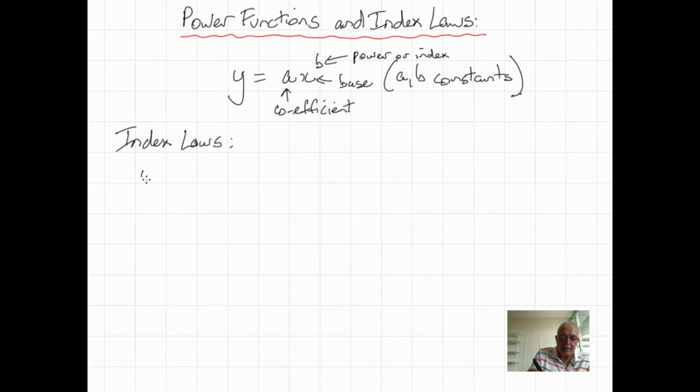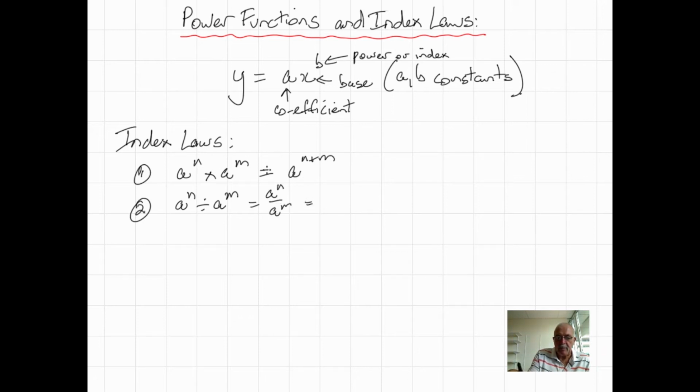The first one is a to the n times a to the m. When you're multiplying like bases, we add the powers or add the indexes, so it's a to the n plus m. Second one is a to the n divided by a to the m, sometimes written as a to the n over a to the m. Don't forget the vinculum there is a division. If we add when we multiply, when we divide we subtract the powers.